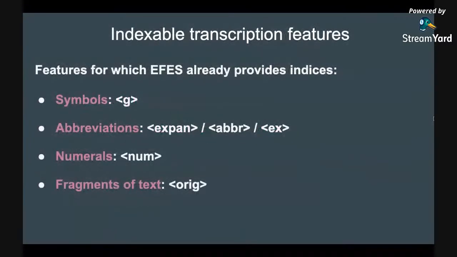And for some of those features, there are already indexes provided in EFES. So for the four that are listed here, we already have default indexes in EFES for symbols, abbreviations, numerals, and fragments of text. That is what has been marked with orig, so bits of text that can be read but cannot be interpreted. It could be useful to have a list of those, just to have them all together and perhaps try to understand through the list how they could be interpreted.